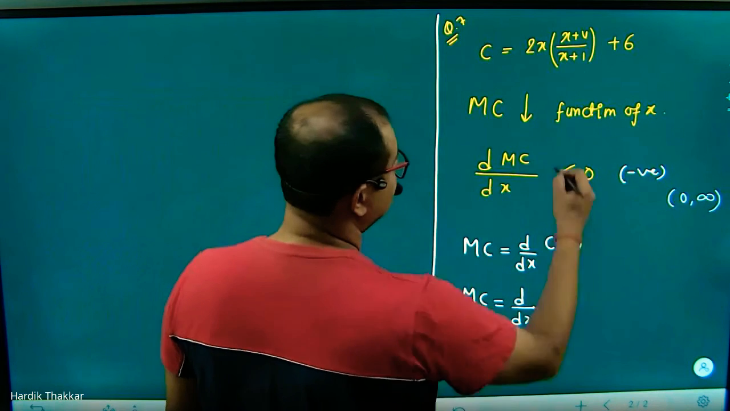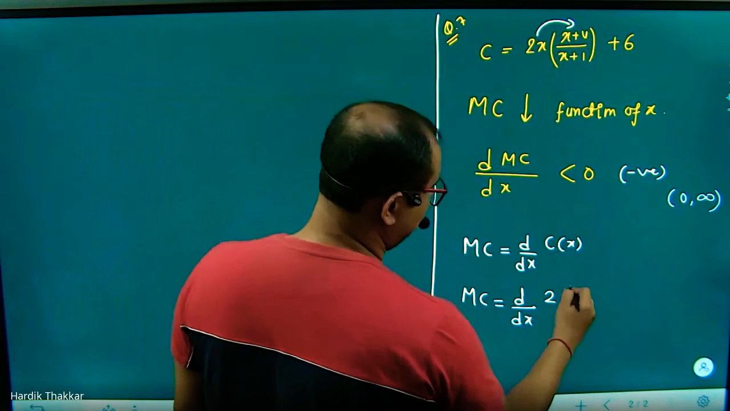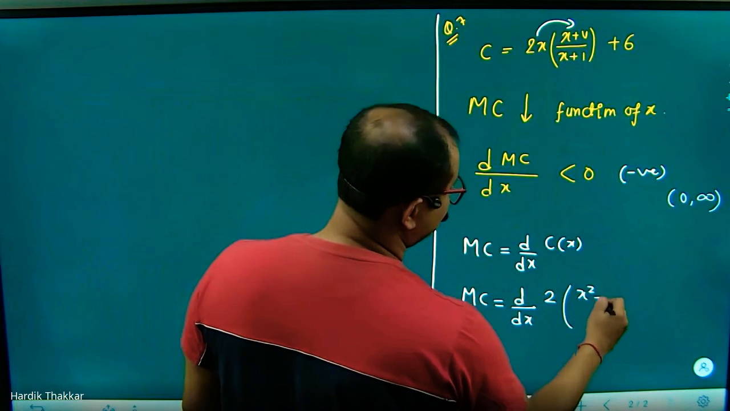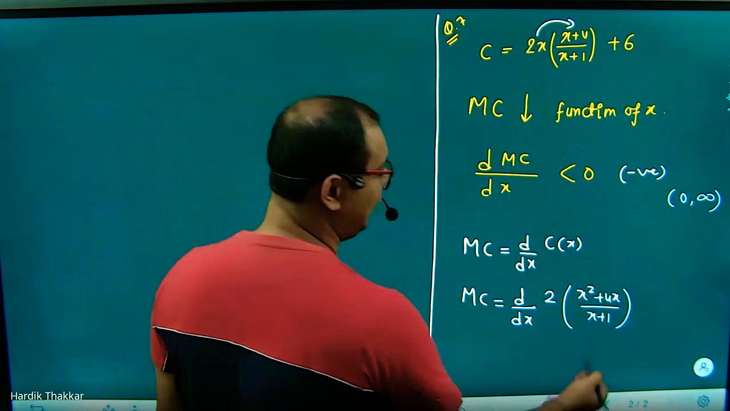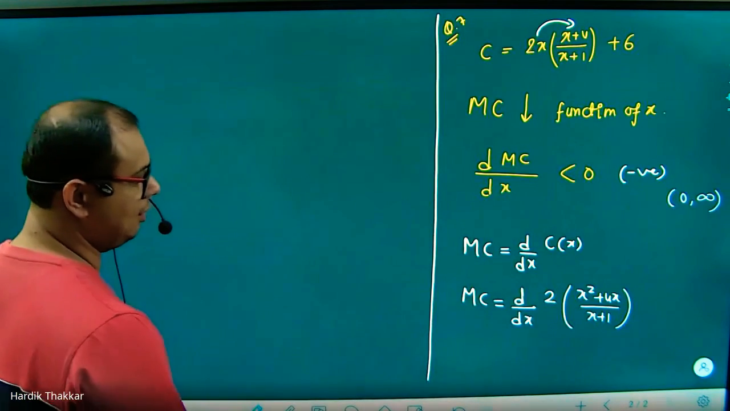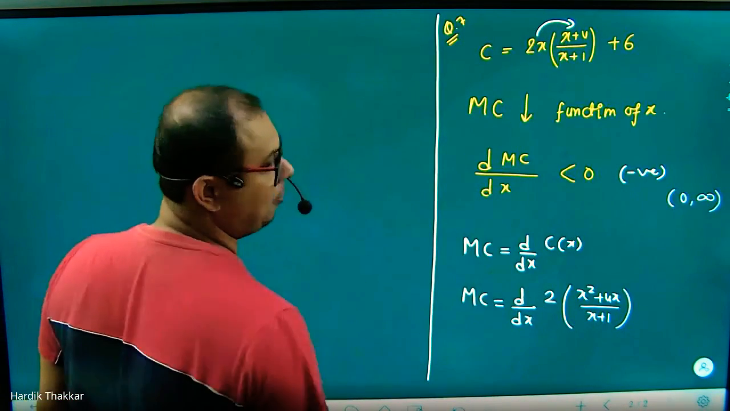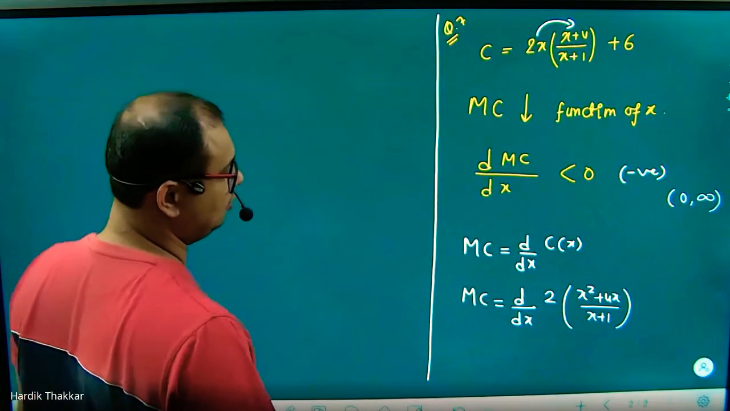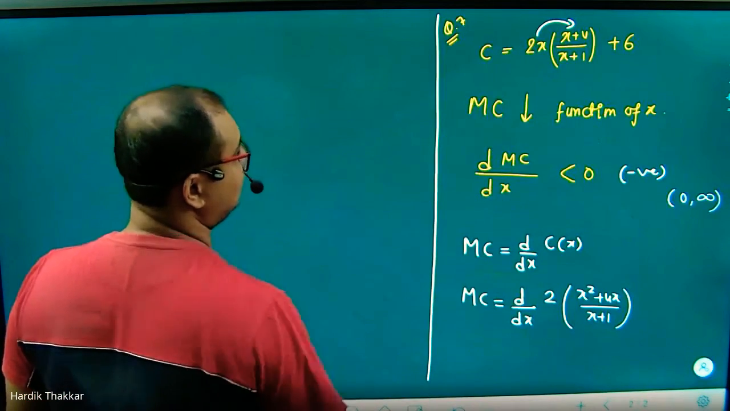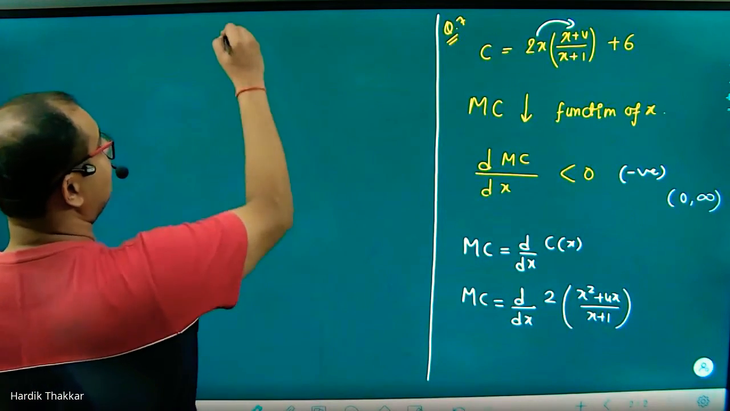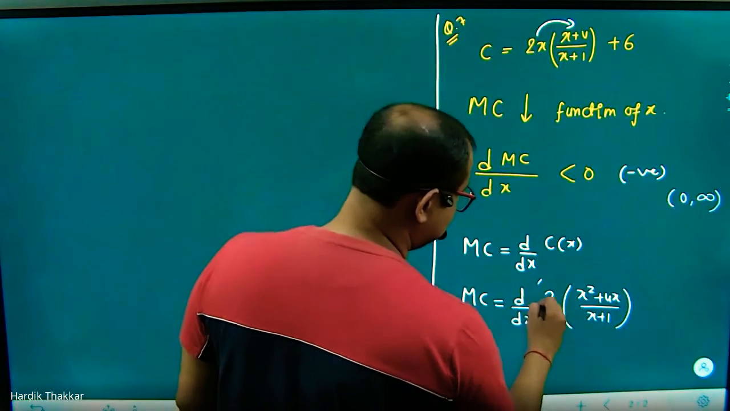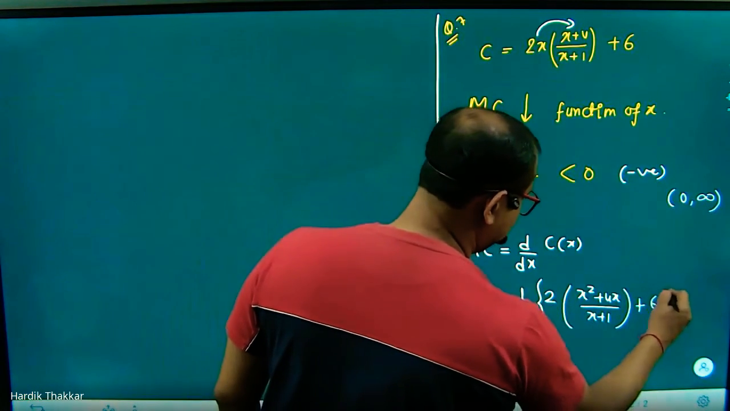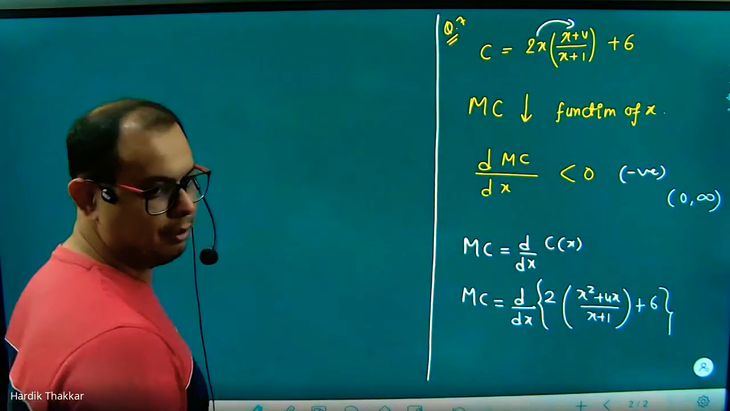Take the 2 times x inside the bracket, and it will be (x square plus 4x) upon (x plus 1). Now it will be easy to apply the quotient rule. Otherwise you have to apply both the product and chain rules and the quotient rule, so it is better to place this x inside the bracket. Plus 6 is also there, and we have to write it, but after the derivative it will become 0.